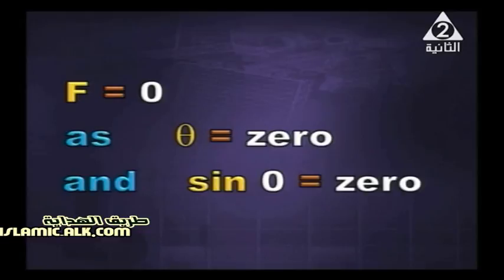Therefore, if the wire is placed parallel, the angle is equal to 0. Force is equal to 0 because theta equals 0, and sine 0 is 0. And this explains why the wire will not be acted upon by a magnetic force when it is placed parallel to the field.